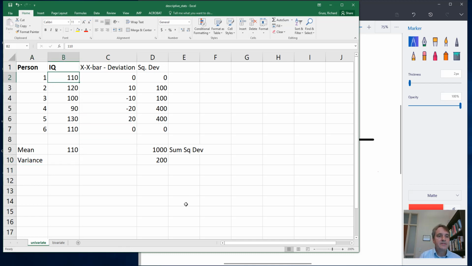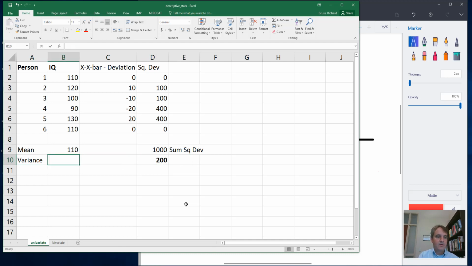We did it piece by piece here. So we took each IQ, found its deviation from the mean, and then we squared that deviation, and then we added them all up, and then we divided by n minus 1 and got 200. Okay, so this is doing it manually.